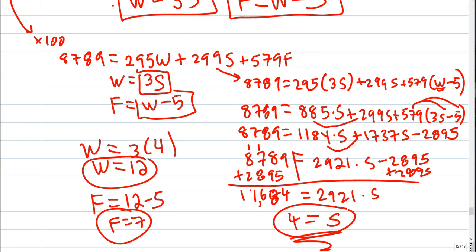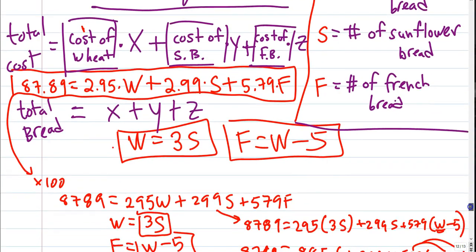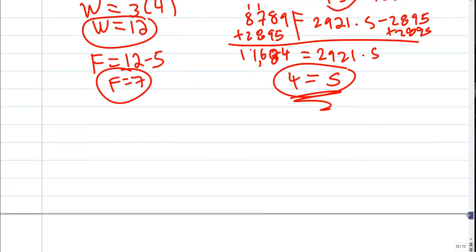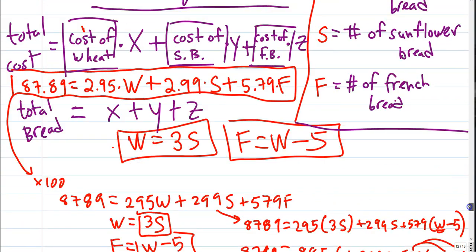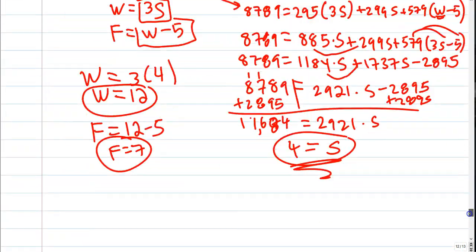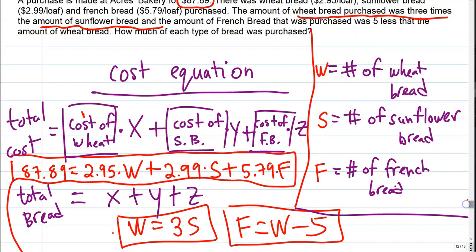Just for fun, I can actually verify. Let's see. 12, 7, and 4. It was 12 wheat, 7 is F, and 4 is S. I can actually verify that 295 times 12 plus 299 times 4 plus 579 times 7 should be 8789.